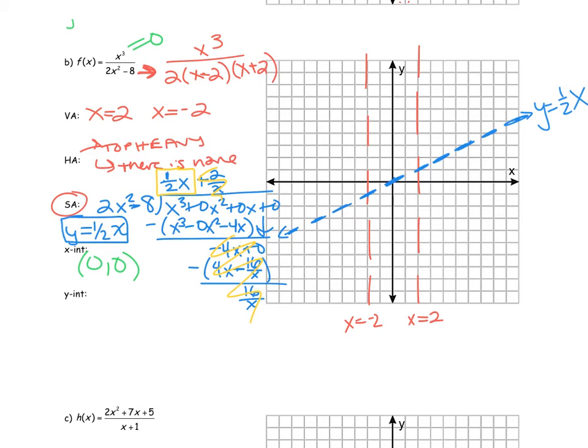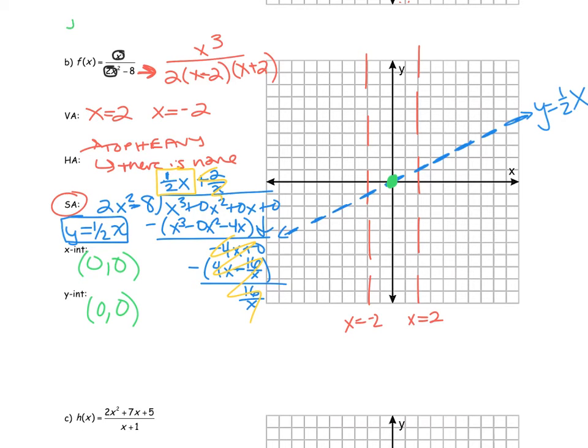Similarly for the y-intercept, we set every x value to 0. So if I set every x value to 0, let's see what happens. This will become a 0. This will become 0, minus 8. Well, what's 0 over negative 8? That's still just 0. So I'm going to graph that point right on that slant asymptote.